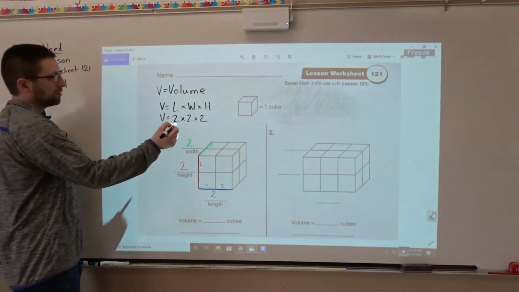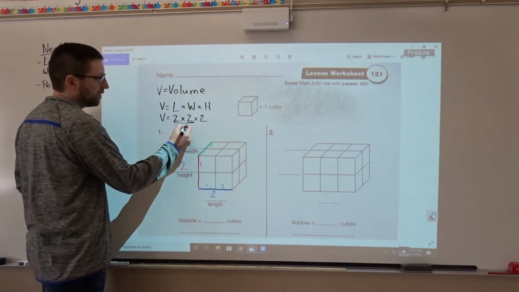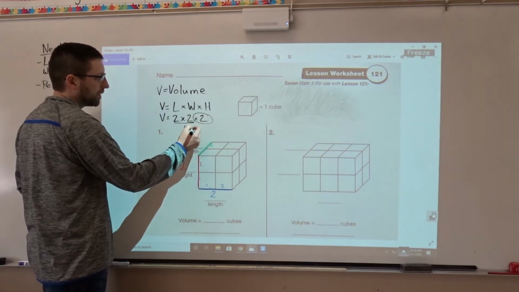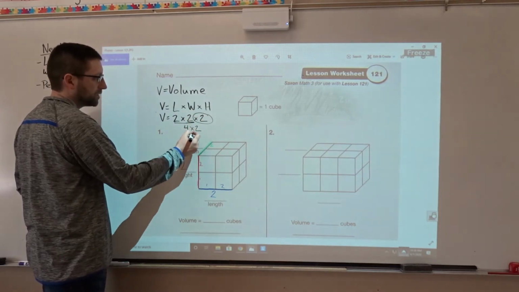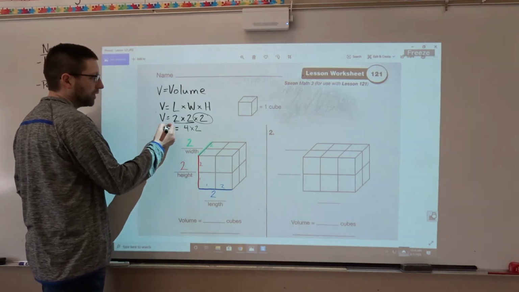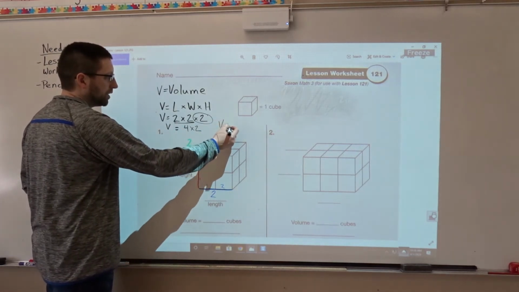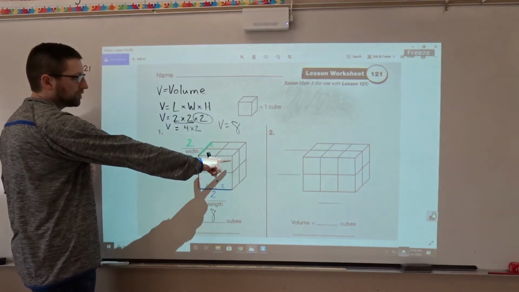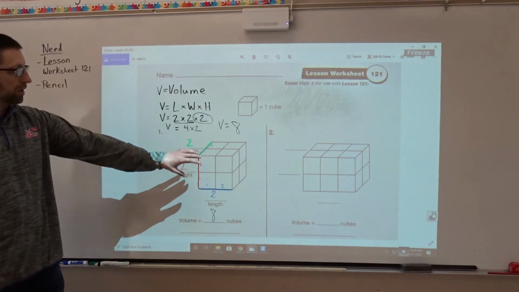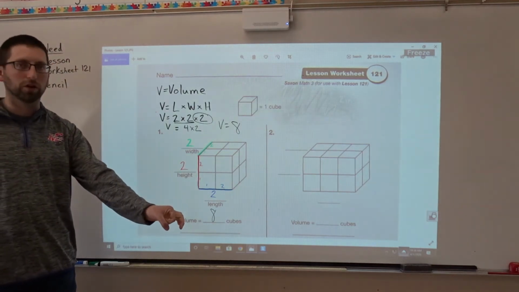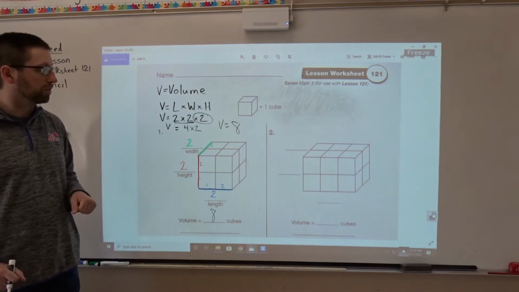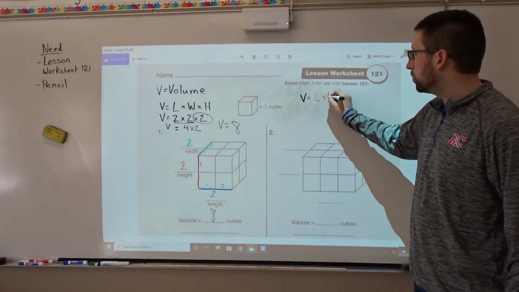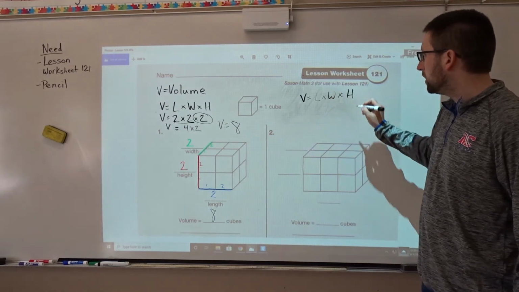Okay. So I'm going to do this part first, 2 times 2, and I know that is 4. And then I have this part left, so I need to bring that down. So 4 times 2 is what I'm left with. And my volume here would be 8 cubes. It would take 8 cubes to build this cube here. It would take 8 smaller cubes to build this larger cube. Trying to figure out the volume. Remember, volume equals length times width times height.